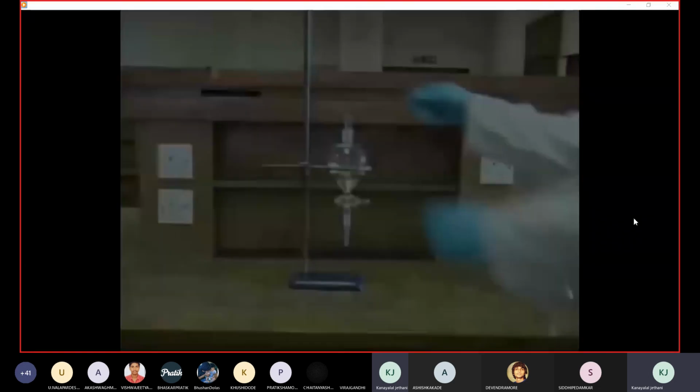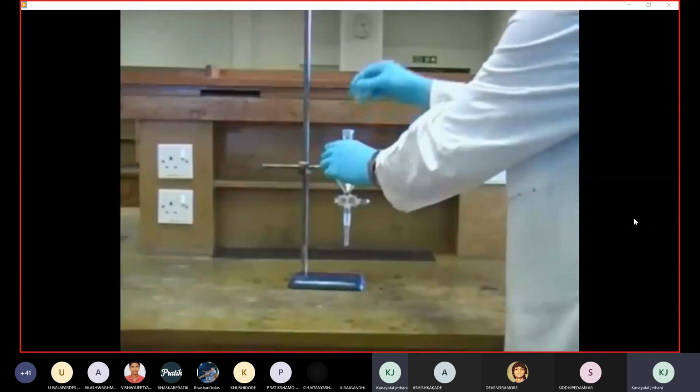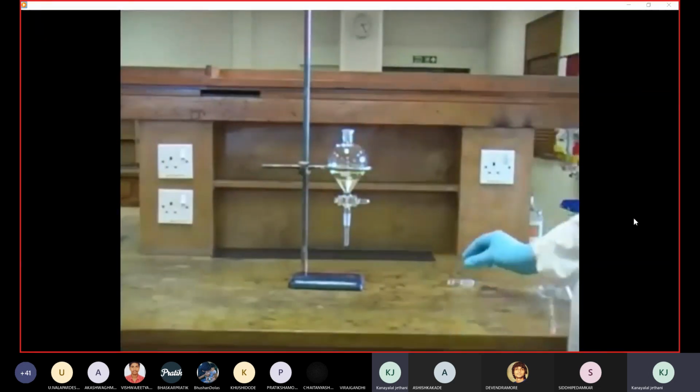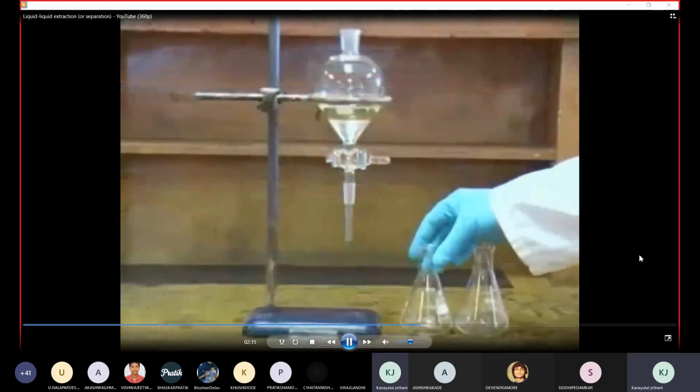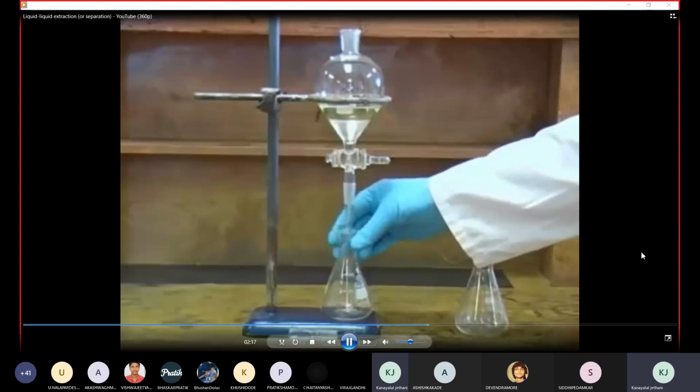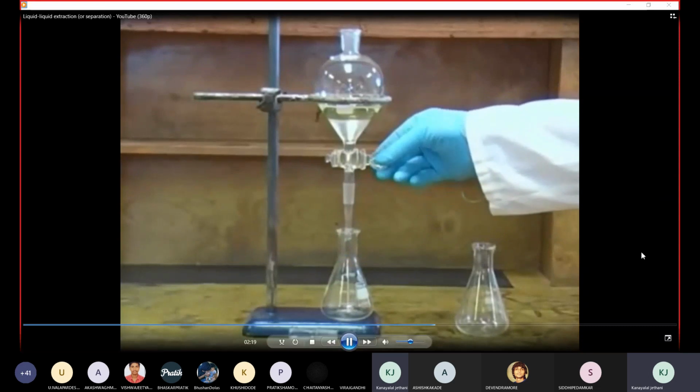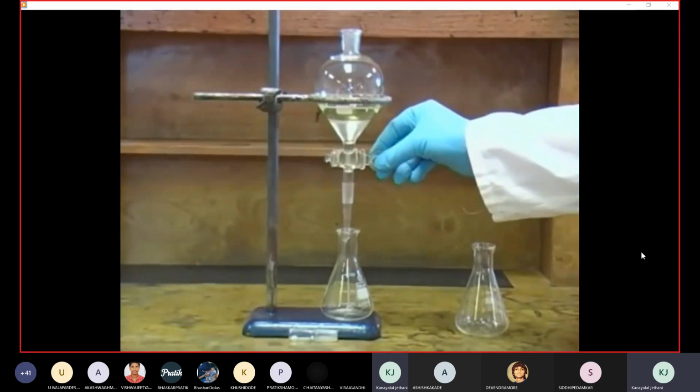Before running any solvent out of the funnel, you must first remove the stopper. Not doing so is a common error which will prevent the solvent from running freely. Now you should place an appropriately sized conical flask under the separating funnel before carefully opening the tap to allow the lower layer to run out.